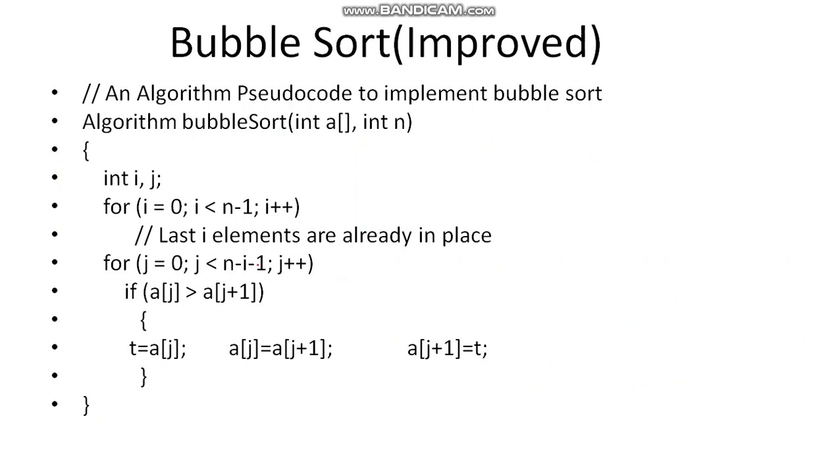So this will be the modification: for i equal to 0, i less than n minus 1, i plus plus, the outer loop will remain as it is, but the inner loop can be changed. Instead of keeping it j less than n, we can keep it as j less than n minus i minus 1, so that the last element which is at the appropriate position can be eliminated from comparison. In the second pass, after the second last element, we need not do the exercise.